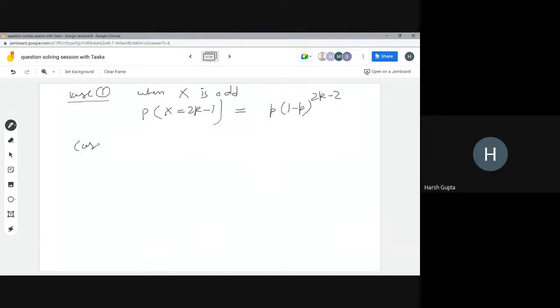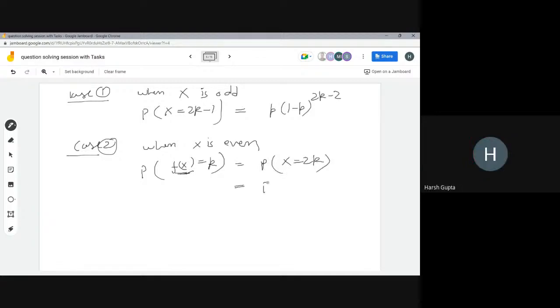Now what is case 2? Because x can be either odd or even, only one thing can happen, so the case will be either or. So when x is even, f(x) equal to k, what will be this f(x) value? x by 2. So we can say that x equal to 2k.